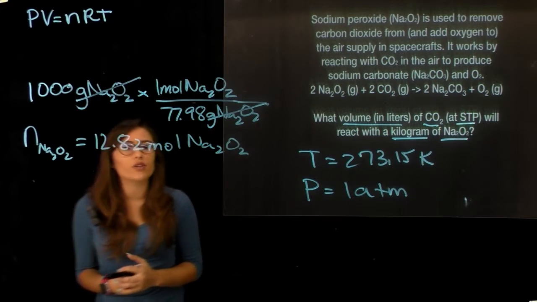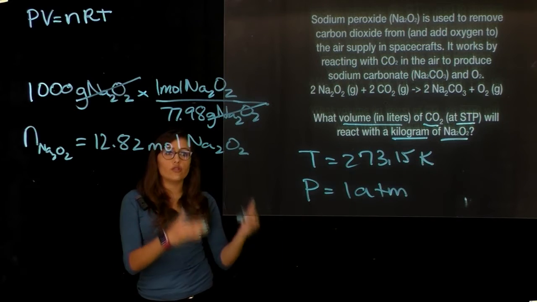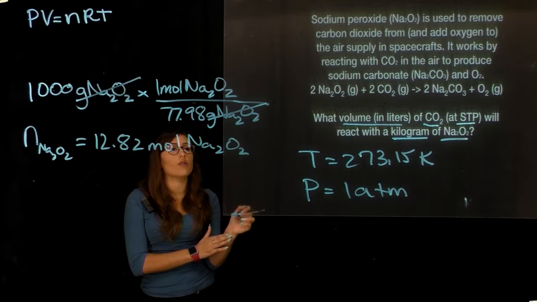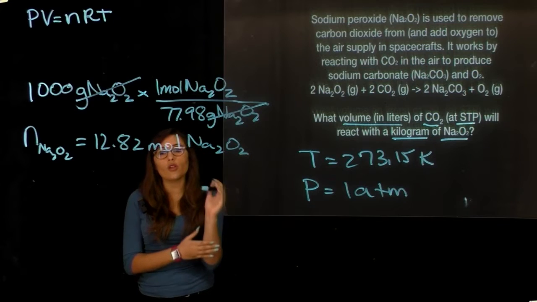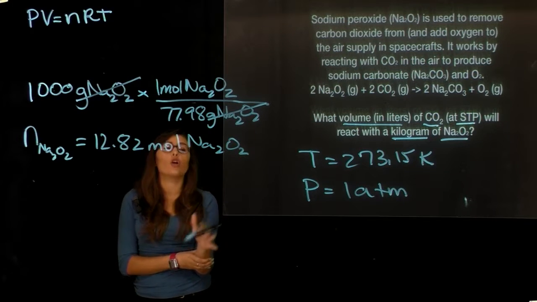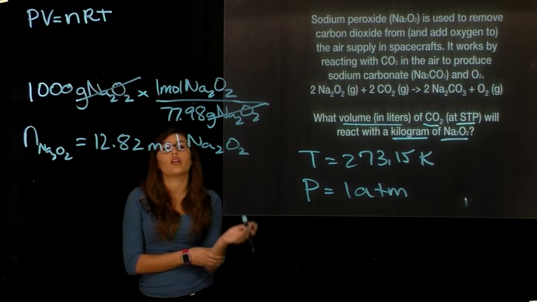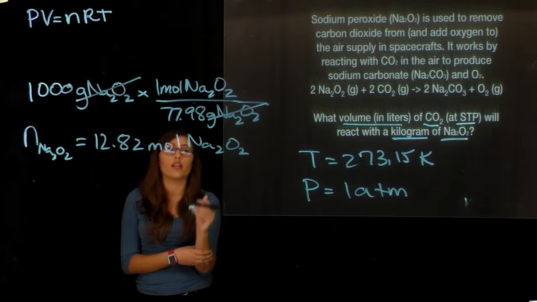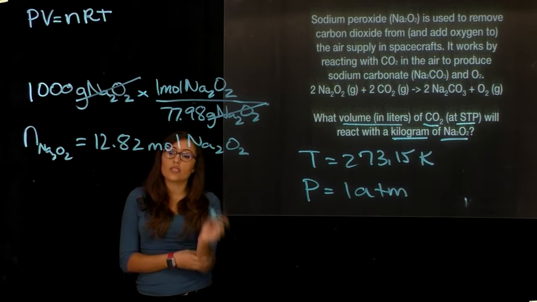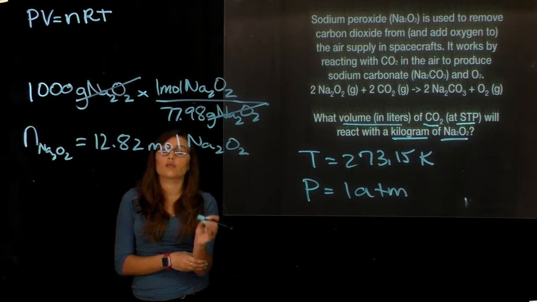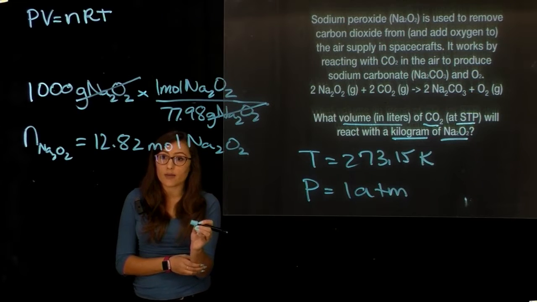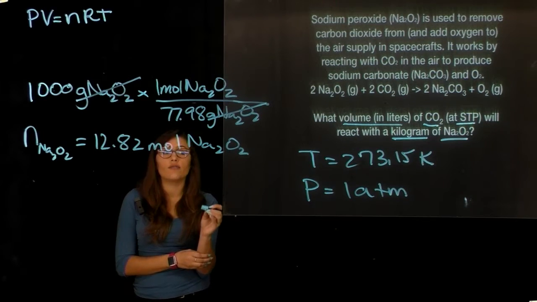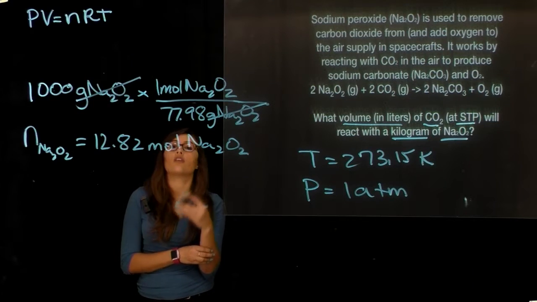The reason why we had to convert to moles of sodium peroxide is because in order to use the balanced equation and the stoichiometric relationships between them, we had to convert to moles. So once we're in moles of sodium peroxide, we can then use the stoichiometric ratios in order to convert from moles of sodium peroxide to moles of CO2. The reason why we are going to moles of CO2 is because we're looking for the volume of CO2 at STP that is required to react with a kilogram of sodium peroxide. Well, once we find the moles of CO2, we can then use the ideal gas law to solve the remainder of this problem.